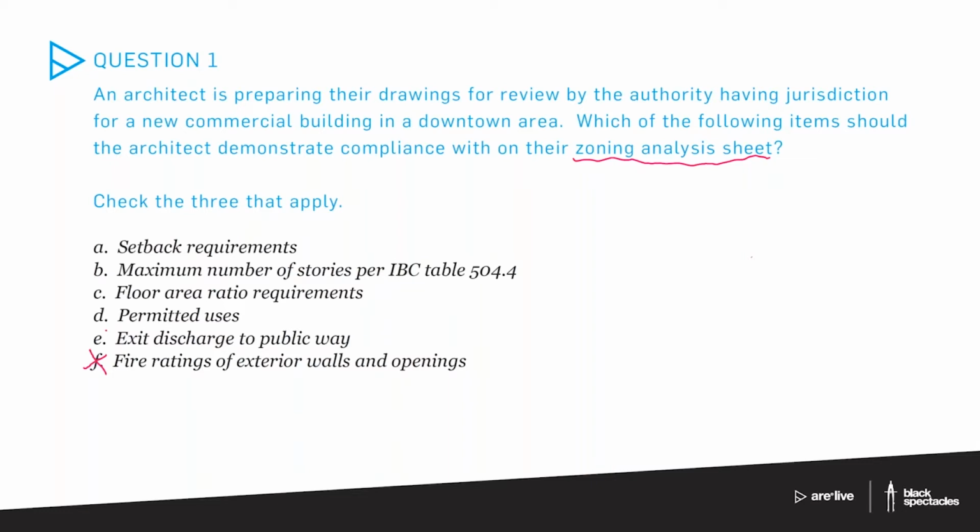But let's read the question again. It says, which of the following items should the architect demonstrate compliance with on their zoning analysis sheet? Not simply just show the item on the sheet, but demonstrate the compliance. So while you might show the exit discharge like we just talked about, you won't demonstrate compliance with the specific building code requirement for exit discharge on your zoning sheet. That's because exit discharge is a life safety issue and it's not part of most, if not all, zoning ordinances because it doesn't relate to the use or bulk of the property. So with that said, I think we can safely eliminate choice E as well.